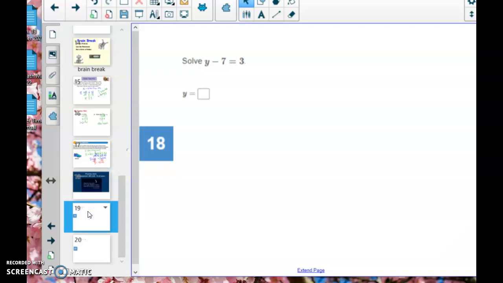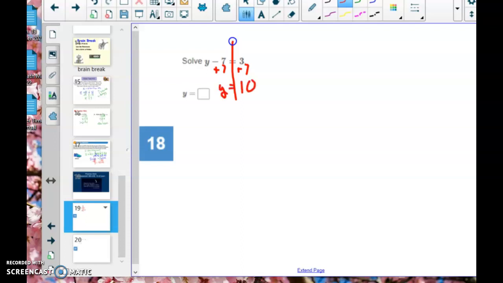So first one, to get you started, I would draw my dividing line on my paper, and then I go to the side with the letter on it. It says y minus 7, so I would have to add 7 to both sides of my dividing line, which would leave me with y equals 10. That is the answer that I would put in there.